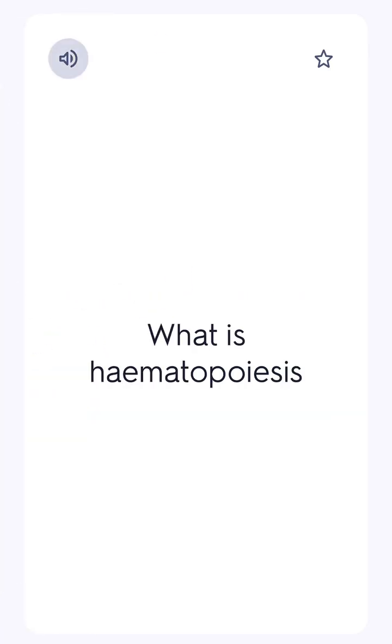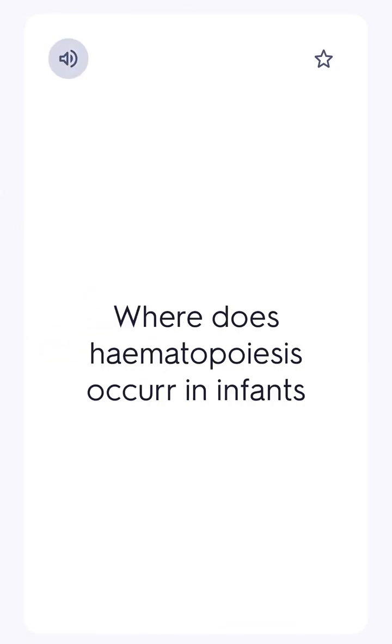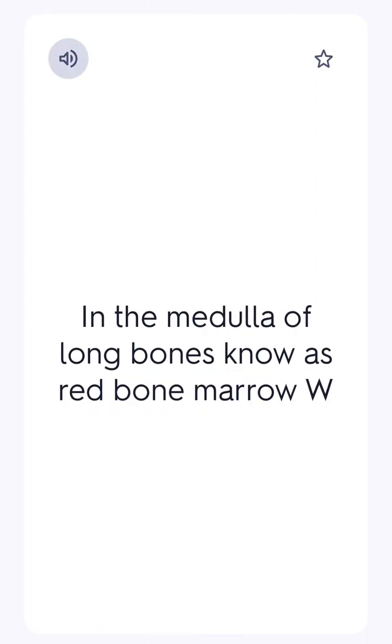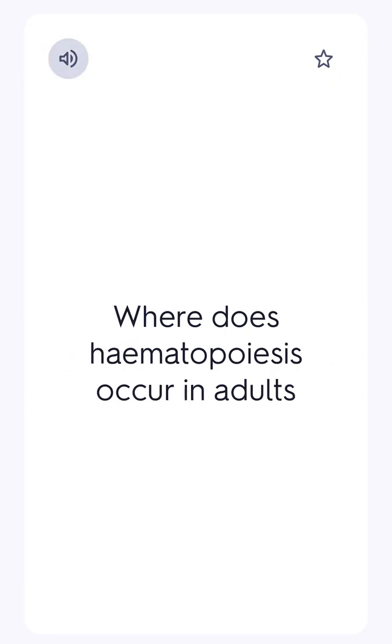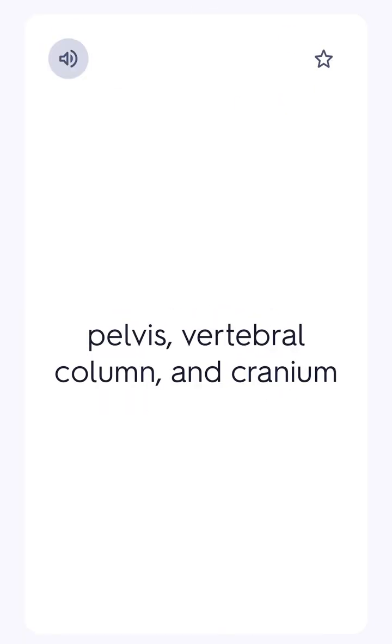What is hematopoiesis? Formation of blood cellular components. Where does hematopoiesis occur in infants? In the medulla of long bones known as red bone marrow. Where does hematopoiesis occur in adults? Pelvis, vertebral column, and cranium.